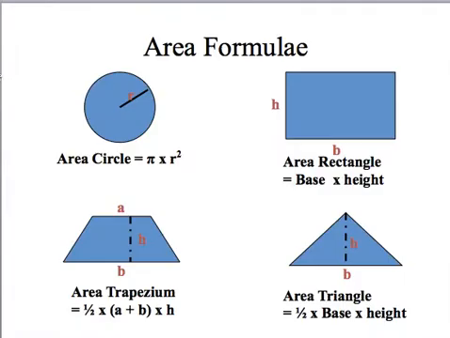Some of the area formulae that you must never forget: the area of a circle is pi times r squared, so pi times the radius squared. The area of a rectangle is your base times your height. The area of a trapezium, which is a formula you'll actually be given on your exam, is half times a plus b multiplied by height, and the area of a triangle is half times base times height.